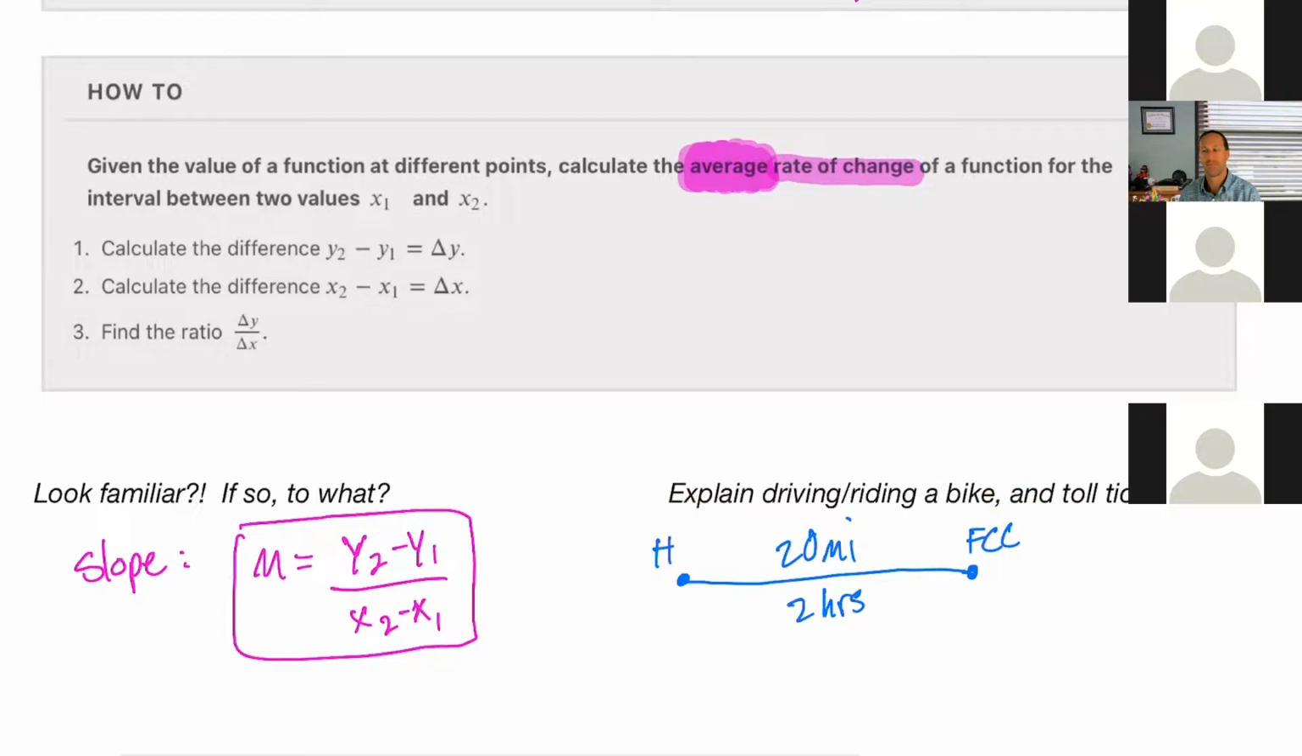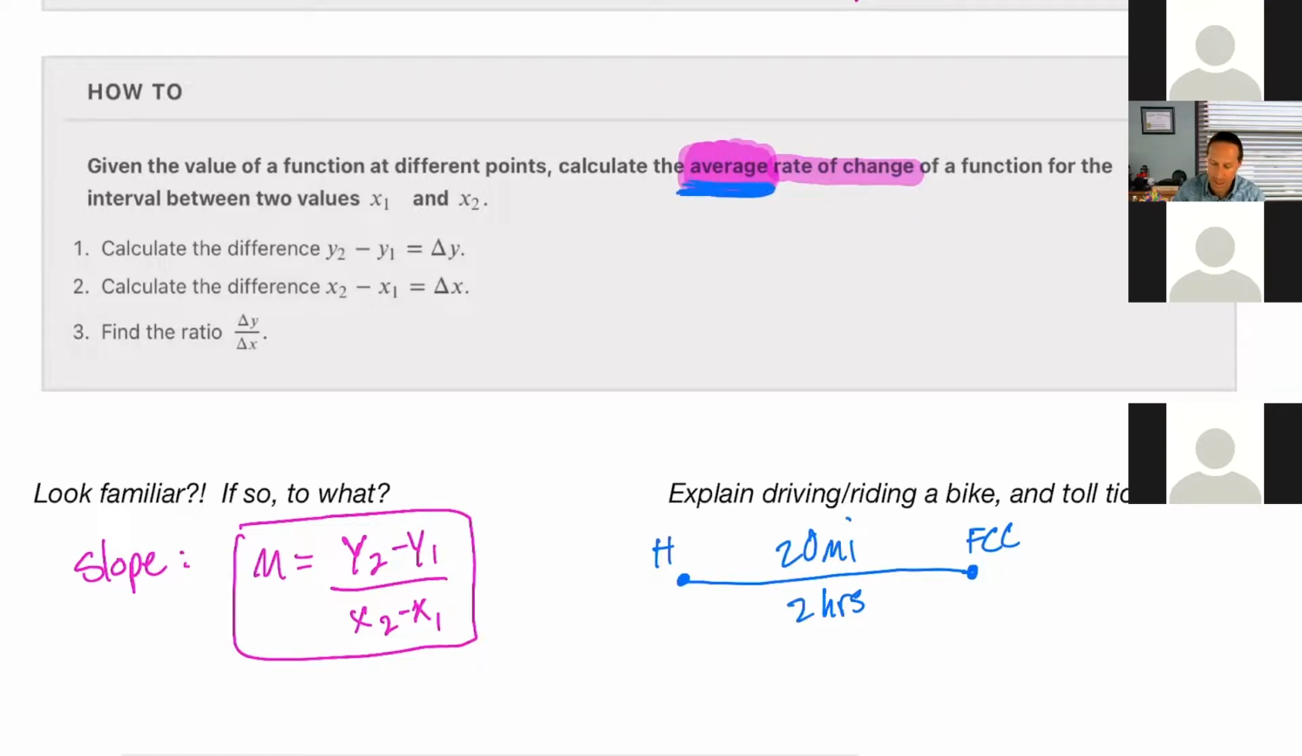10 miles per hour. Okay, well, what does that 10 miles an hour represent? It means for every hour that you were on the bike, you rode 10 miles. But does that mean I actually went 10 miles an hour as soon as I jumped on my bike and then all the way up till I got to Fresno City College? No. No. What is it? It's the average speed. That's right.